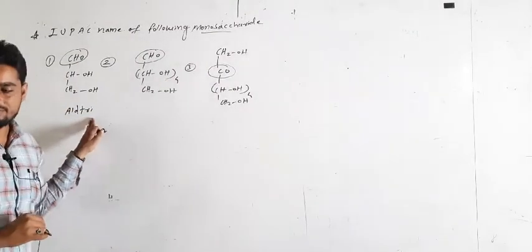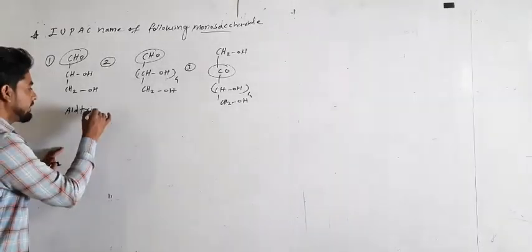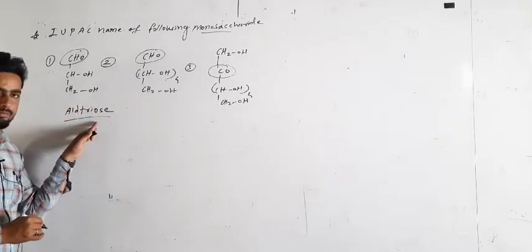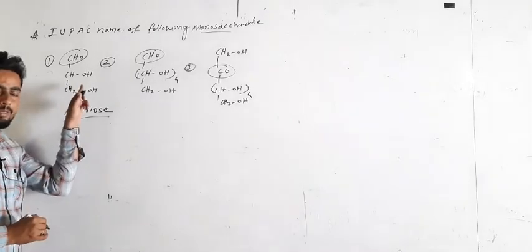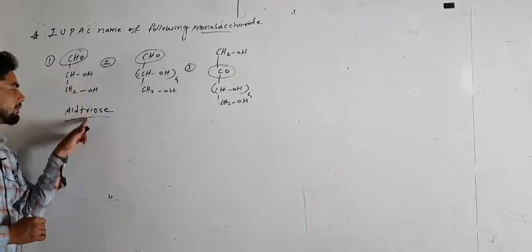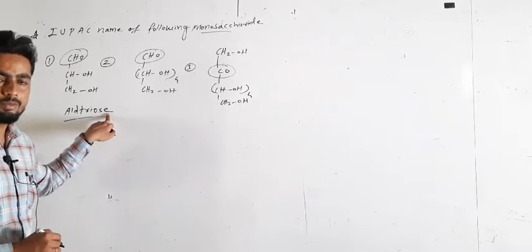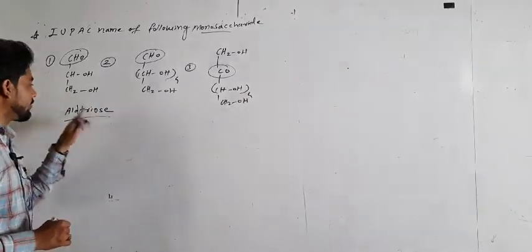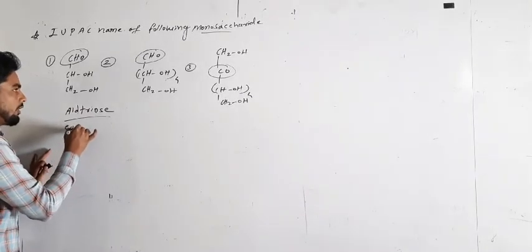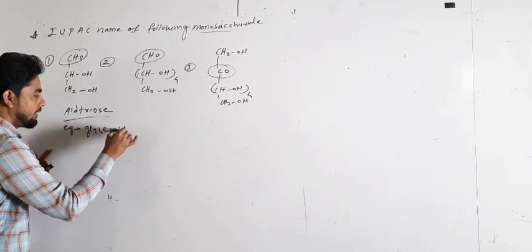And last we use the suffix OSE. So the name is Aldotriose. First the prefix of the functional group aldehyde, ALD, and how many carbon, 3 carbon, tri, and OSE is the suffix for writing the IUPAC name of any monosaccharide. So Aldotriose. An example of it is glyceraldehyde.